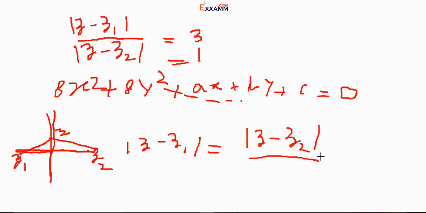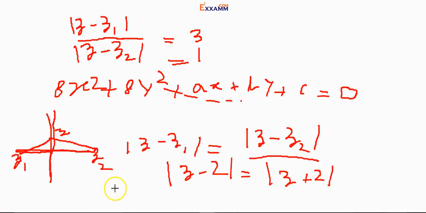The minute we say, say modulus of z minus 2 is equal to modulus of z plus 2, then in that case, where would z lie? z would lie on the perpendicular bisector of the line joining point 2 and point minus 2. So the perpendicular bisector of the line joining minus 2 and 2 is nothing but the y-axis.